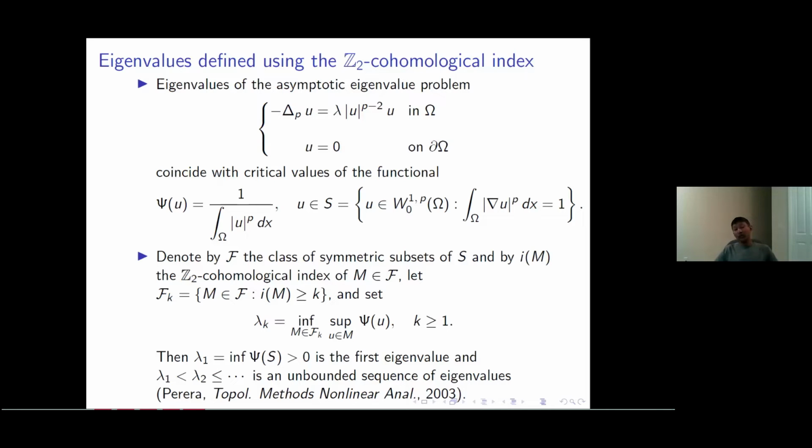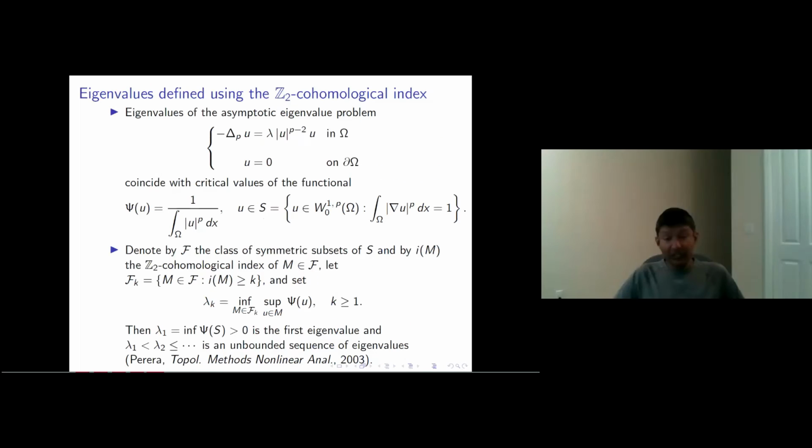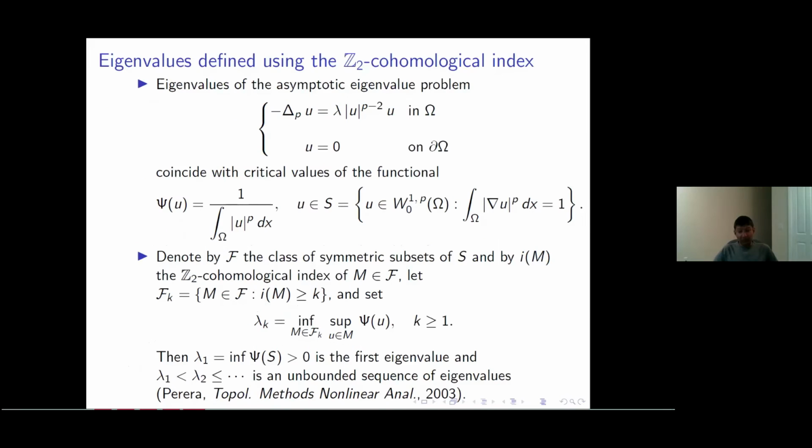But if you use the eigenvalues defined using the genus, we are not able to prove our multiplicity results, because the eigenvalues defined using the genus do not have certain properties that we need to apply our abstract results. So what we are going to do is to use a sequence of eigenvalues that's defined using the Z2 cohomological index of Fadell and Rabinowitz.